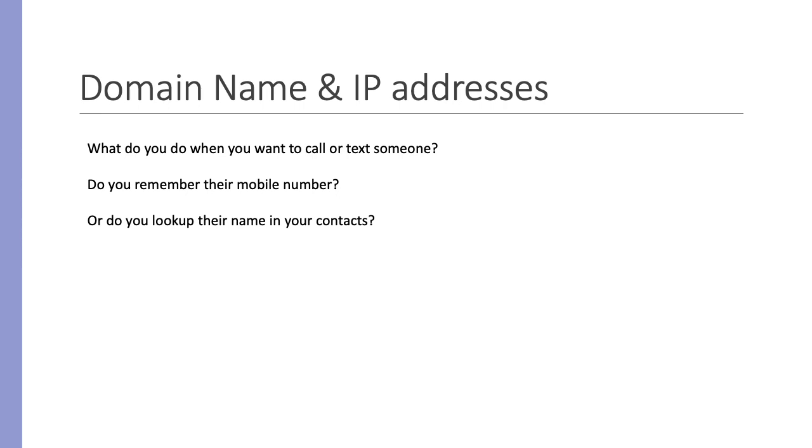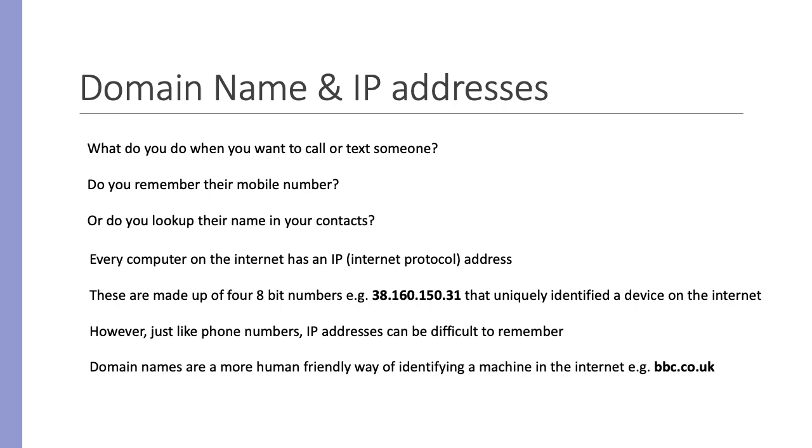I would probably hazard a guess that you don't remember their telephone number. And that what you do is you simply look for their name in the phone book, in the contacts on your mobile phone, and then that tells you what their phone number is. So you don't have to remember a long series of digits. You just look up their name in your contacts, and that gives you their associated telephone number. Well, something similar happens with the computers, because every device on the network has what we call an IP address, or an Internet Protocol address.